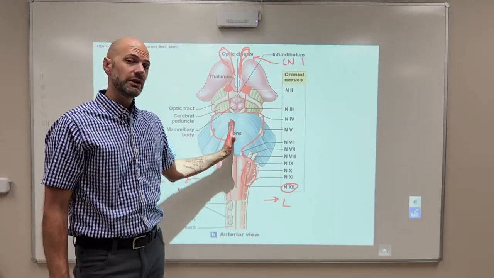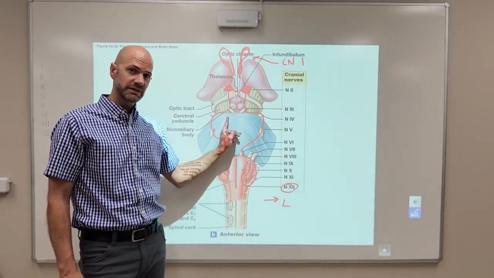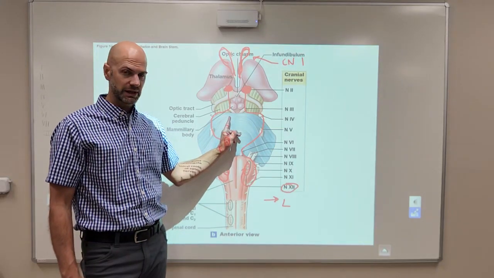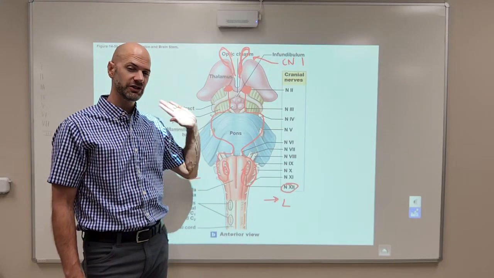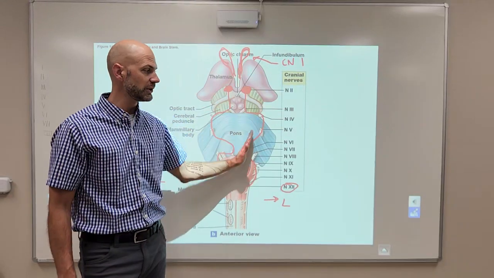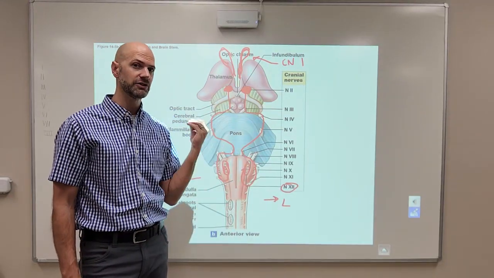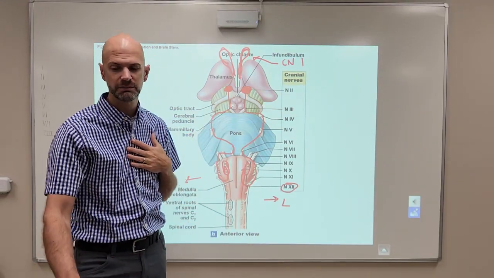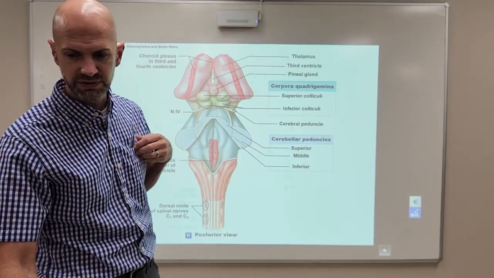I'm not going to ask you to know the locations of these cranial nerves, but I've just given you a general outline of how they are arranged as they emerge from the spinal cord for future reference.